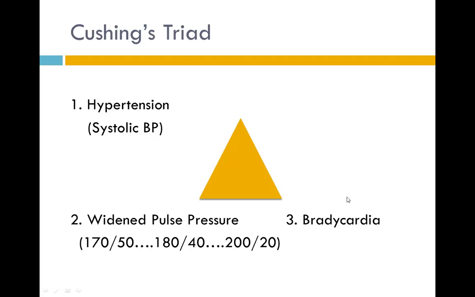And lastly is bradycardia. So these are imminent signs that the patient is having increased intracranial pressure that is really causing brain tissue death. These are late signs, so if you've seen Cushing's triad, then you might have missed something in particular along the way.